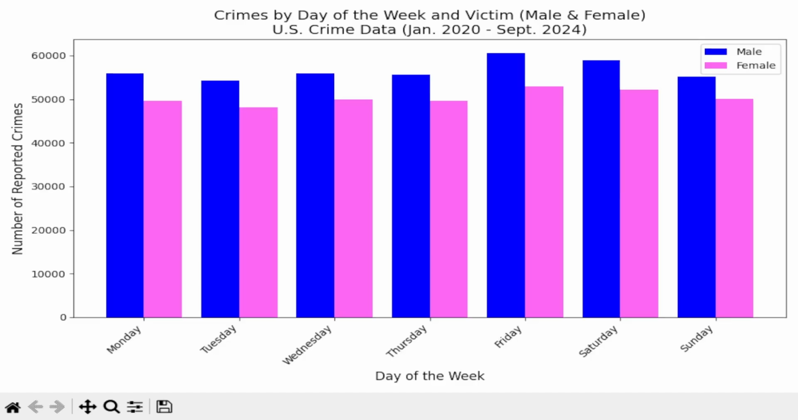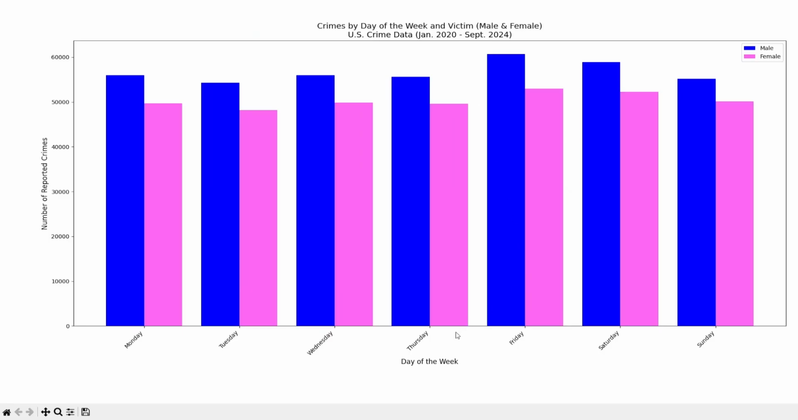We'll take a look at the second graph here. The day of the week split up into male and female victims. It's pretty linear throughout the week except for Friday and Saturday. And it seems like Tuesday, there's a small drop in the reported crimes that happened that day.